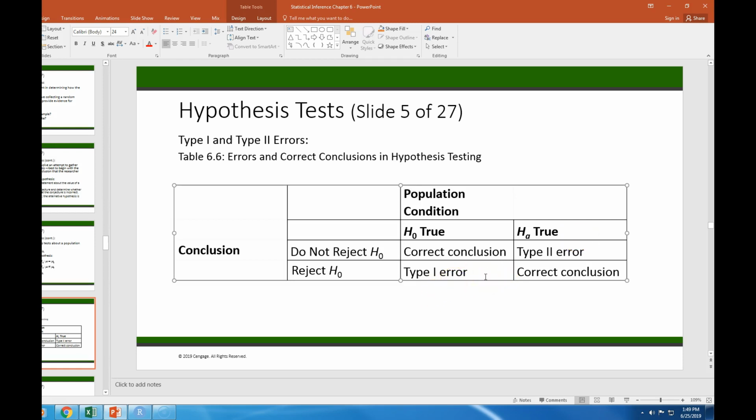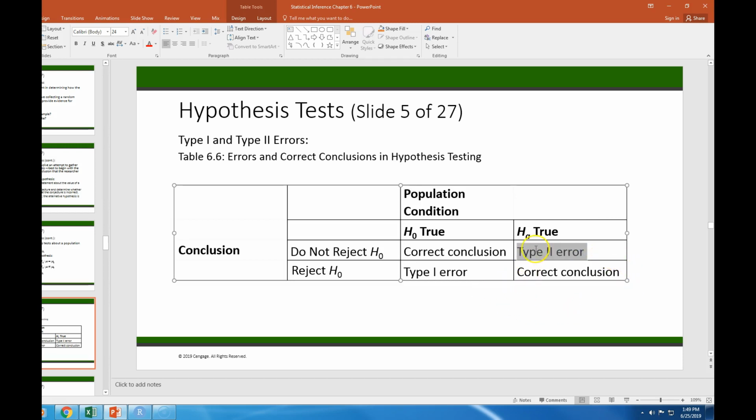The first case is when in fact the null hypothesis is true, but we end up rejecting it based on the sample. That's the case when we end up making a type 1 error. On the other hand, if the null hypothesis was not true and we did not reject it, instead we accepted it, we would be making a type 2 error.